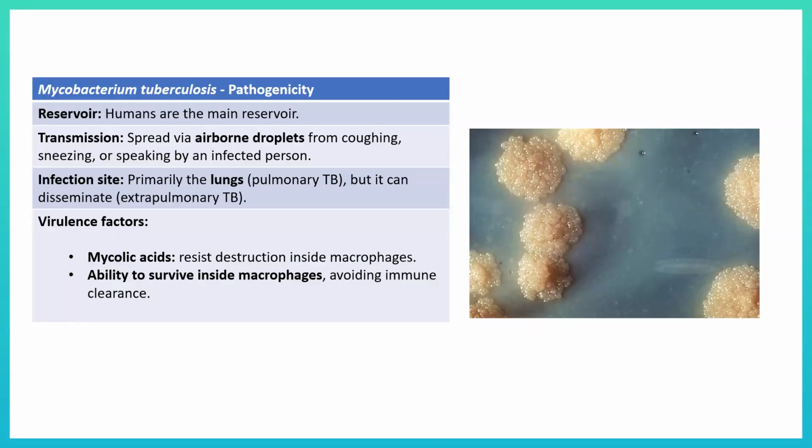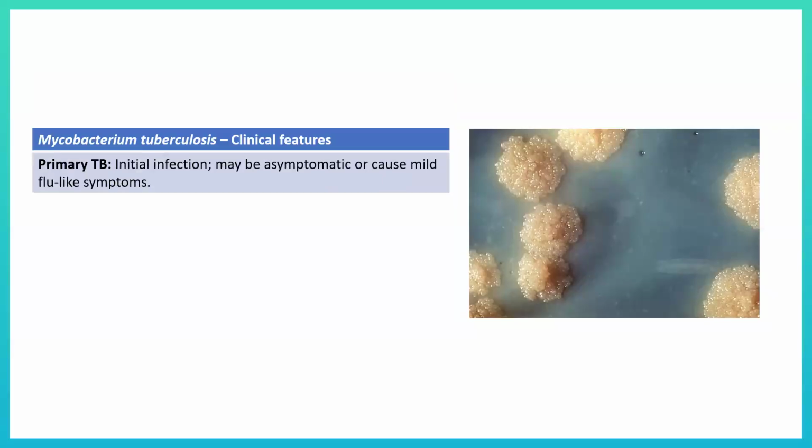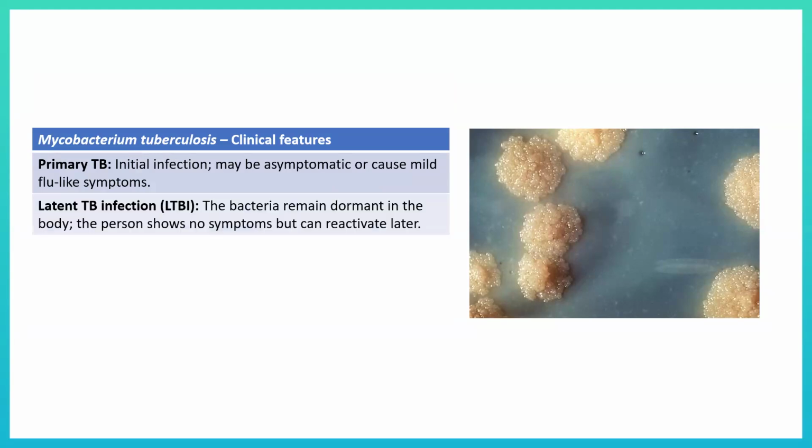As we said, it's got this waxy outside, so it's quite hard to destroy it inside the macrophages because of this waxy layer around the outside. And so it can avoid immune clearance by these phagocytosing cells. So primary TB, the initial infection, may be asymptomatic or just cause mild symptoms. And then when you get latent TB infection, the bacteria are present in the body, but they just remain dormant. They may reactivate later.